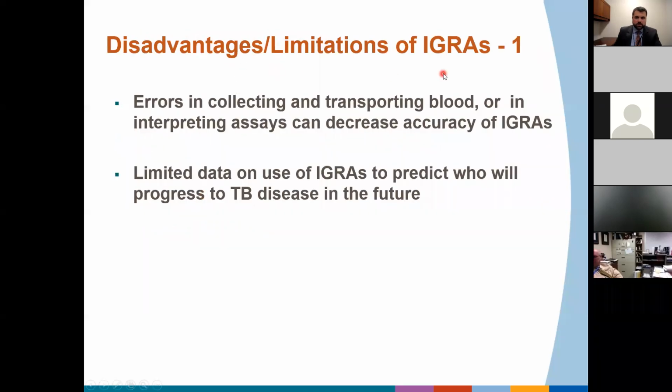Now, the disadvantages of interferon gamma release assay. Errors in collecting and transporting the blood or interpreting the assay can decrease the accuracy. So there have been actually quite a lot of false positive interferon gamma release assays. There are limited data on the use of interferon gamma release assay to predict who will progress to TB in the future. So you can't really use it, because it gives you a range, if it were extremely high, to say that there is a higher likelihood of it coming out and becoming active.